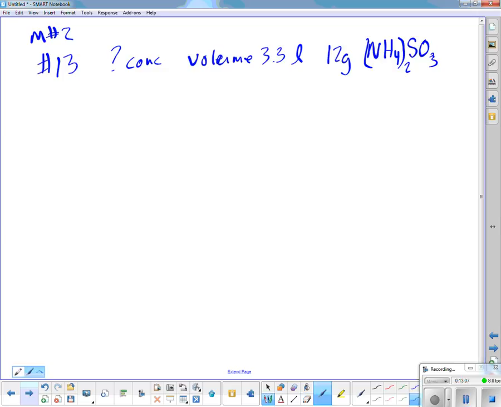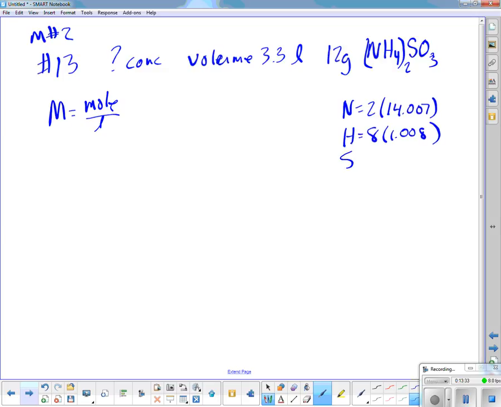All right, so the first thing I need to do to get concentration, it asks concentration in what? We're working on a molarity worksheet, so it's probably molarity. Molarity equals moles divided by liters. So I got to get that into moles. So nitrogen, 2 of them, and hydrogen, 8 of them. Sulfur, 1 of them. And oxygen, 3 of them.